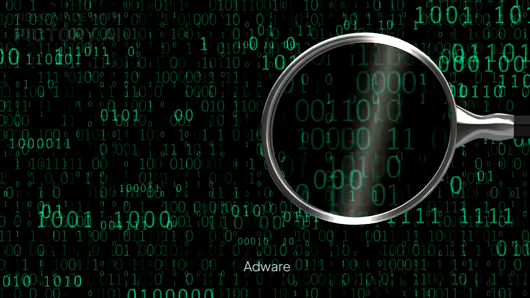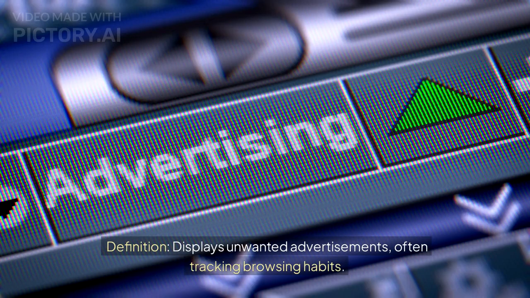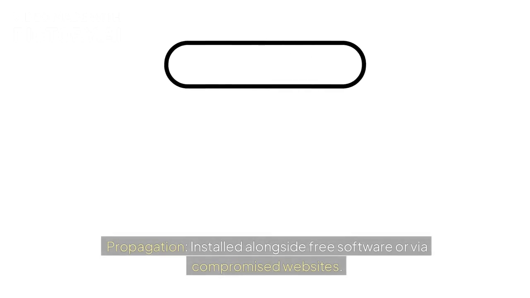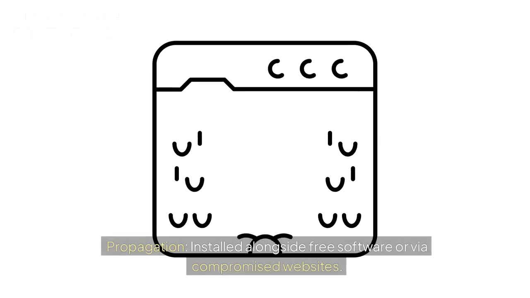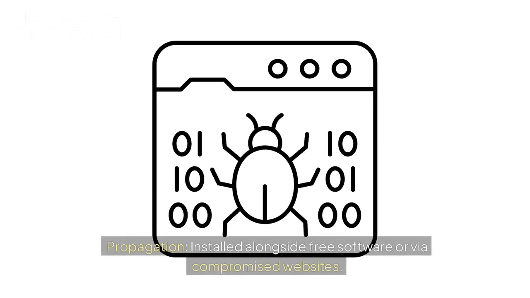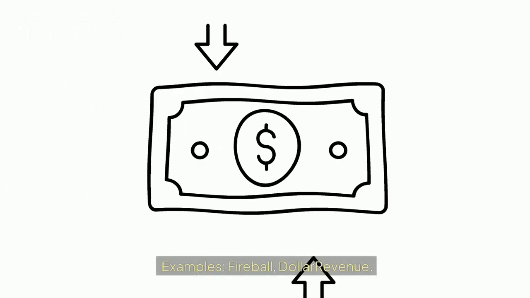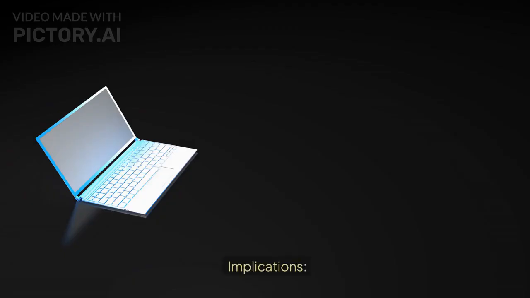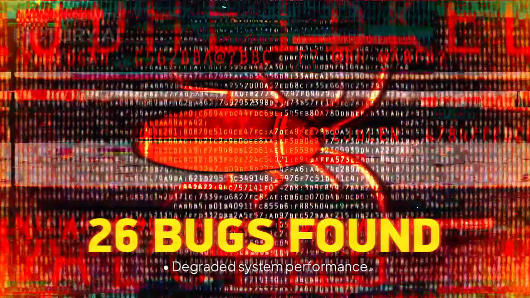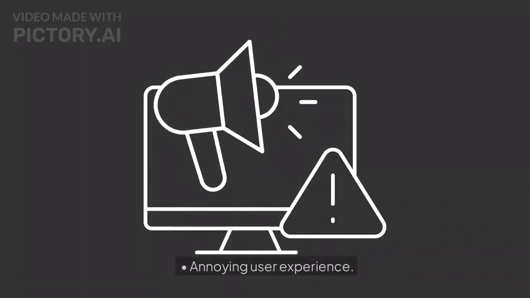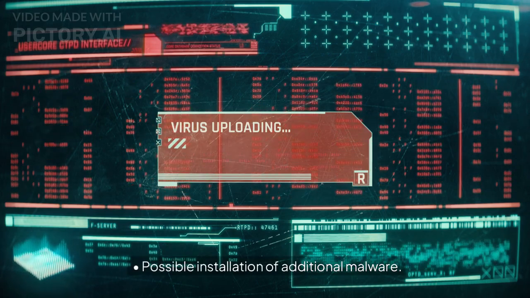1.6. Adware. Definition: displays unwanted advertisements, often tracking browsing habits. Propagation: installed alongside free software or via compromised websites. Examples: Fireball, DollarRevenue. Implications: degraded system performance, annoying user experience, possible installation of additional malware.